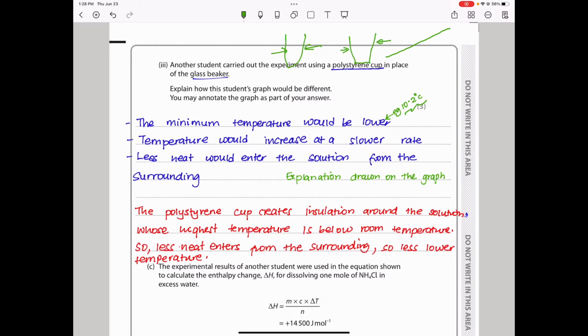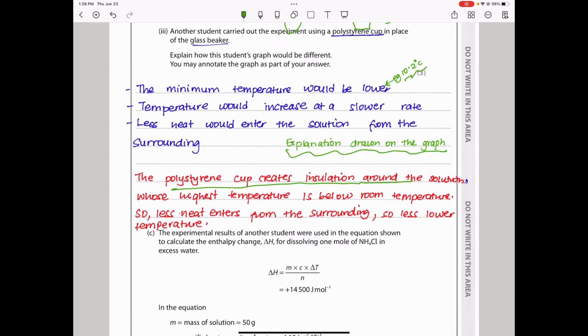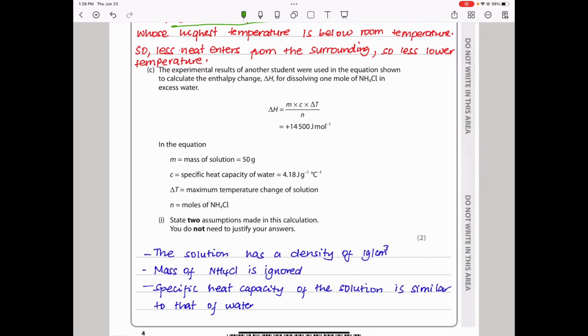Here again, the temperature would increase at a slower rate, and less heat would enter the solution from the surrounding. My explanation is on the graph, and the reason for this is the polystyrene cup provides insulation around the solution, and therefore prevents heat from coming in as much. Therefore, there will be a slower increase in the temperature of the solution after the reaction is done. So let's continue to the next part.